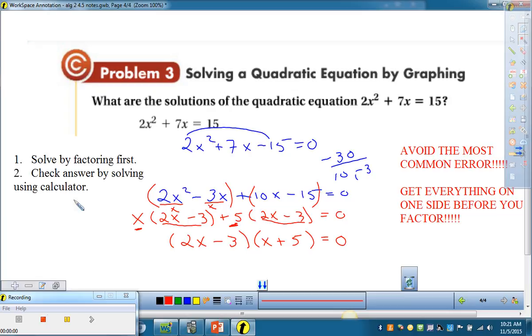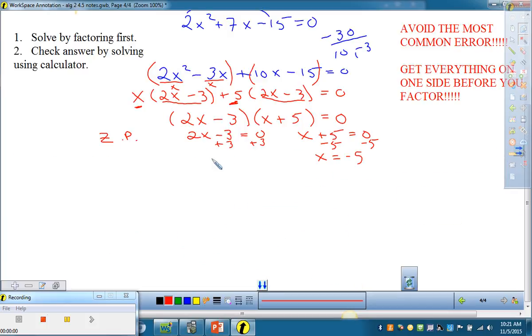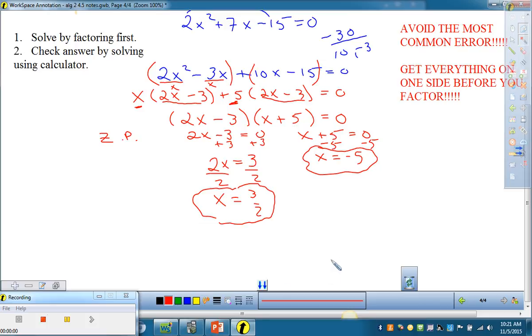And now, zero product property, which means you take 2x minus 3 equals 0, and x plus 5 equals 0, and we solve these. 1.5. Yep, so I'm going to add 3, and I'm going to get 2x equals 3, and I'm going to divide by 2, and I'm going to get x equals 3/2. There's one, and there's the other one. Okay? That's about as hard as it gets. The factoring is the trickiest part, so that's why we've done a lot of practice with factoring, and we'll continue.